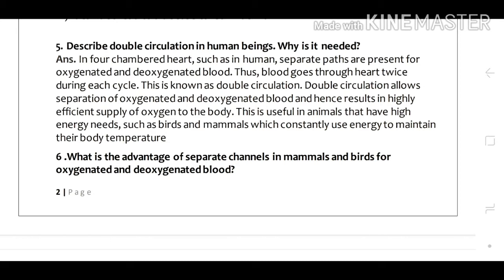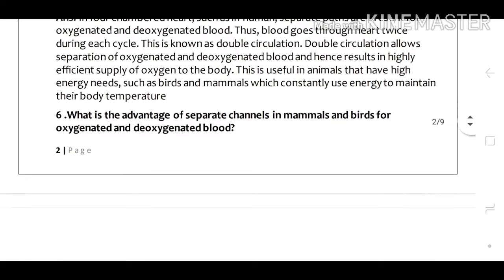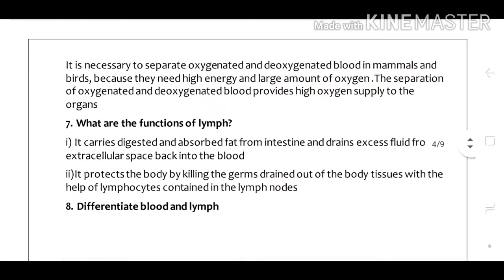Question 6. What is the advantage of separate channels in mammals and birds for oxygenated and deoxygenated blood? It is necessary to separate oxygenated and deoxygenated blood in mammals and birds because they need high energy and a large amount of oxygen. The separation of oxygenated and deoxygenated blood provides high oxygen supply to the organs.